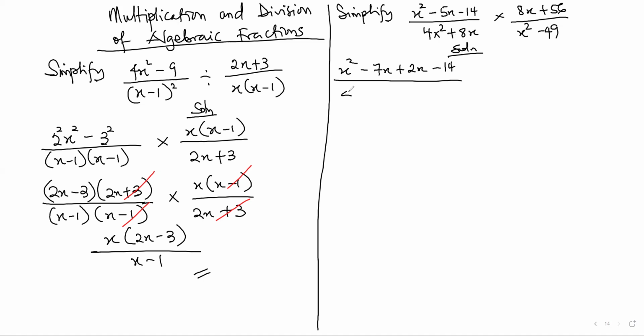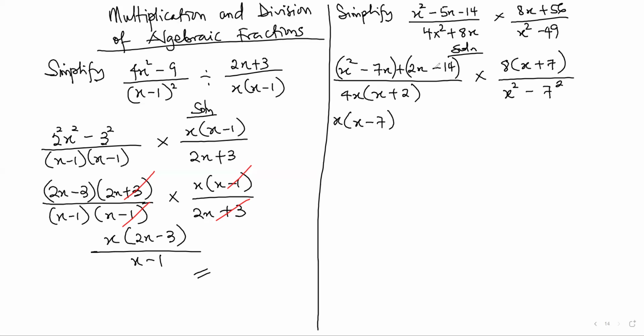We can factorize. So 4 is common to both, and x also is common to both. So we'll be left with x plus 2 over here, times the numerator over here, 8 is common to both, so we have 8 times (x plus 7). The denominator here is a difference of 2 squares. That will be x squared minus 7 squared. So we factorize this one very well. So we have x being common, and we are left with x minus 7. Therefore, over here, we have positive 2, then x minus 7.